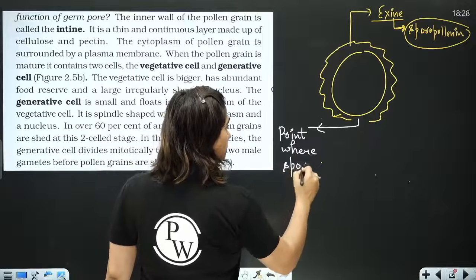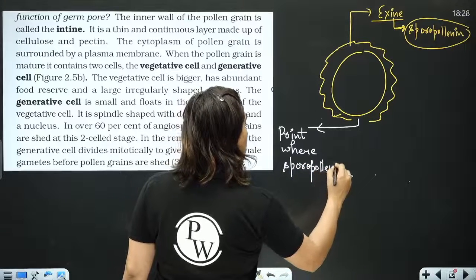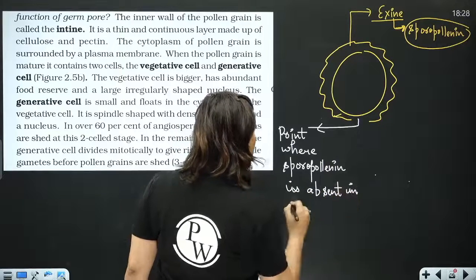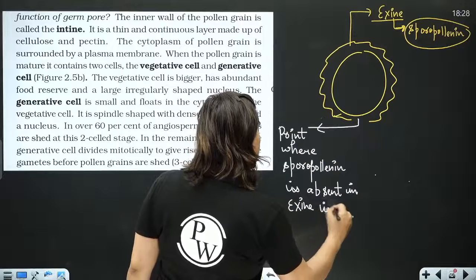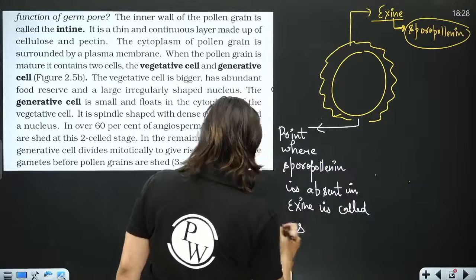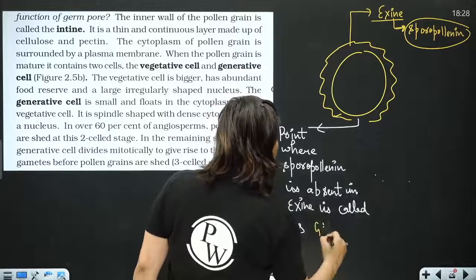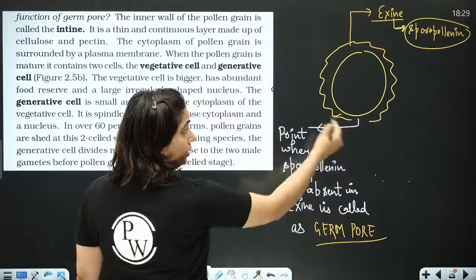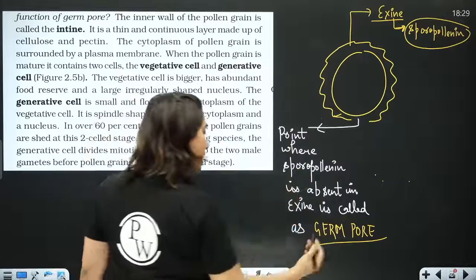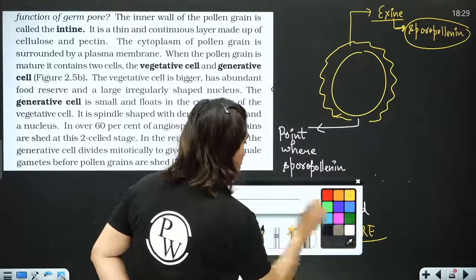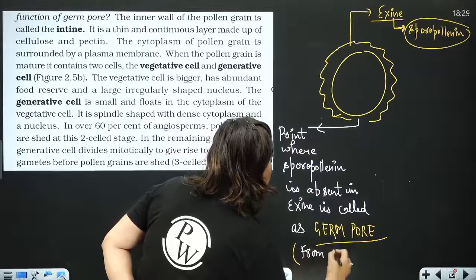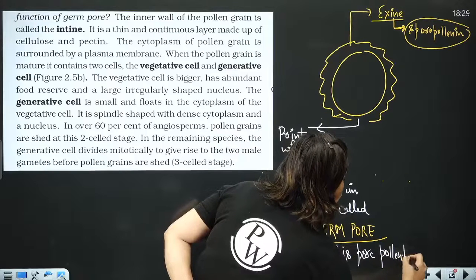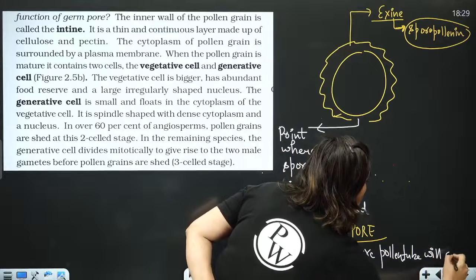There is a space in the exine from which the pollen tube will come out, and the point where sporopollenin is absent in the exine is called the germ pore. So this germ pore is the point in the exine where sporopollenin is absent, and from this pore, the pollen tube will come out.